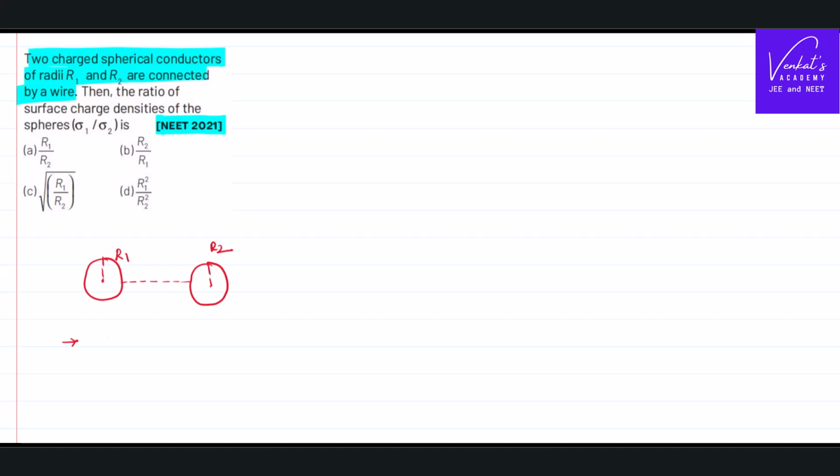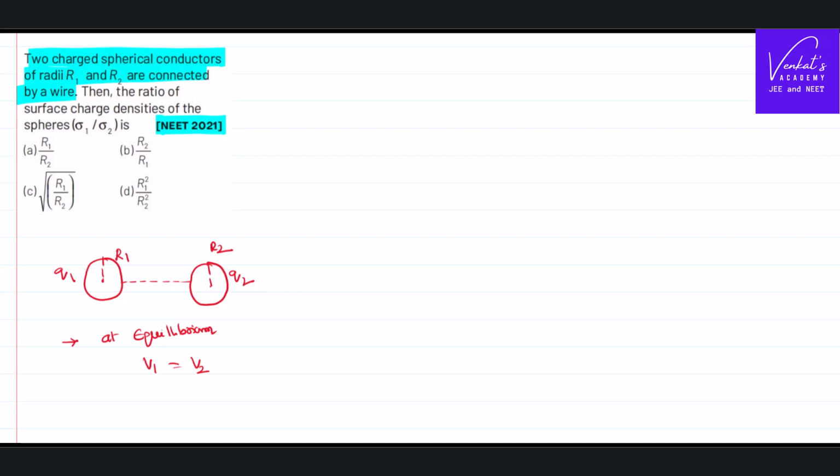So, what we can say, at equilibrium it will automatically get the equilibrium after some time, that need not be given. Potential of the first one equals the potential of the second one. We do not know the charge on each of them. Let us assume charge is Q1 and Q2 on each of the spherical conductors.